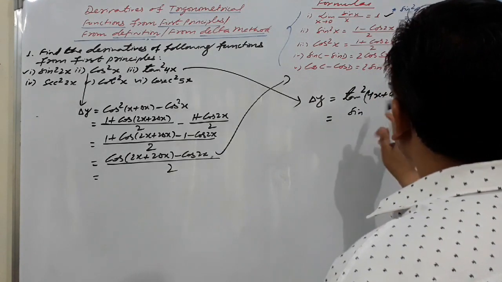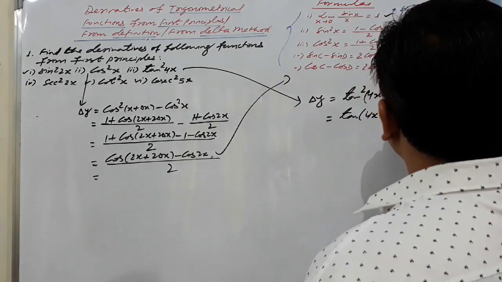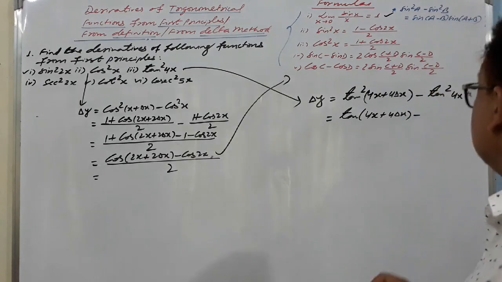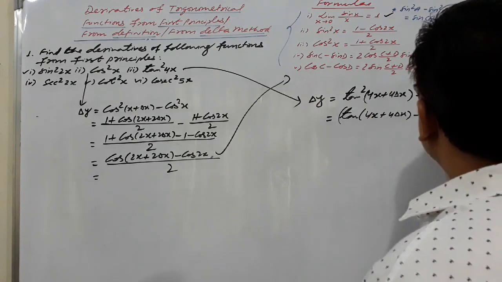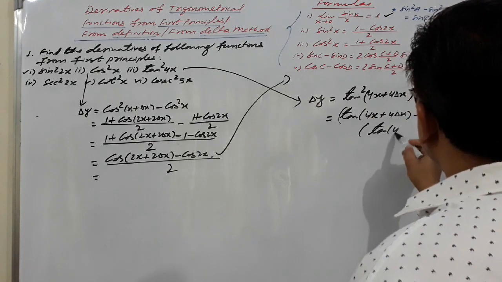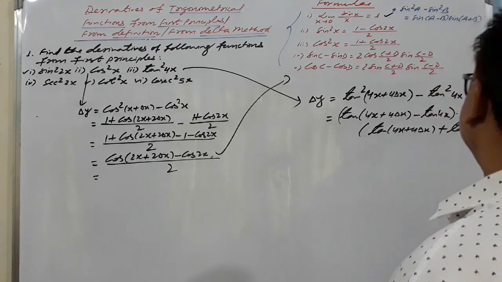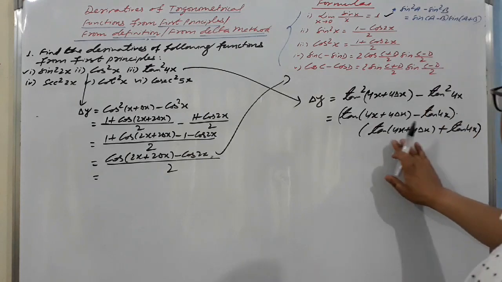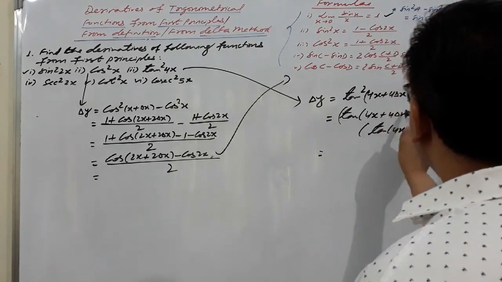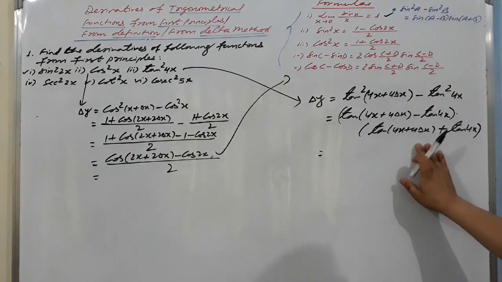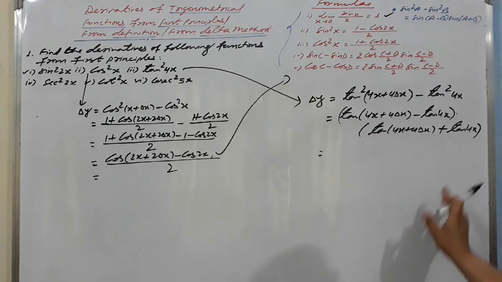Otherwise you can do it this way, with sine square. You may use this one; this will be the better option. I guess this will be your better option: tan of (4x plus 4 delta x) minus tan of 4x, times tan of (4x plus 4 delta x) plus tan of 4x. You do not have to do anything with this term, because it is not going to change anything. You can just take the limit of this very easily.